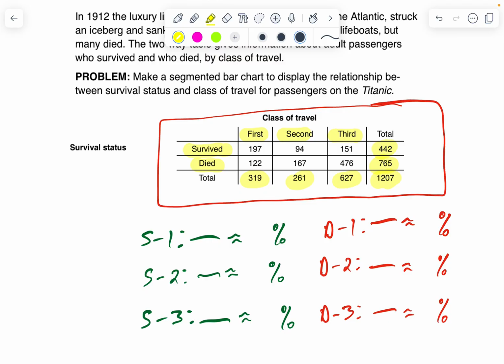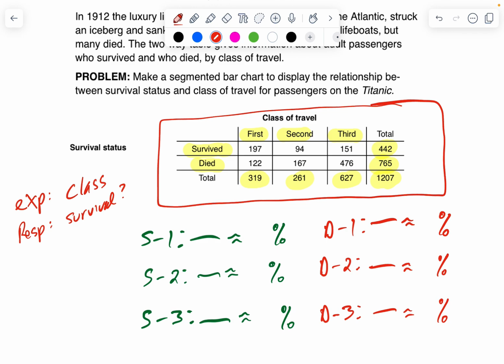Now, in order to find the relationship, we have to calculate percentages, but we have to calculate the correct percentages. So in terms of our explanatory variable here, it's going to be class of ticket. The response variable is going to be their survival. Did they survive or die?